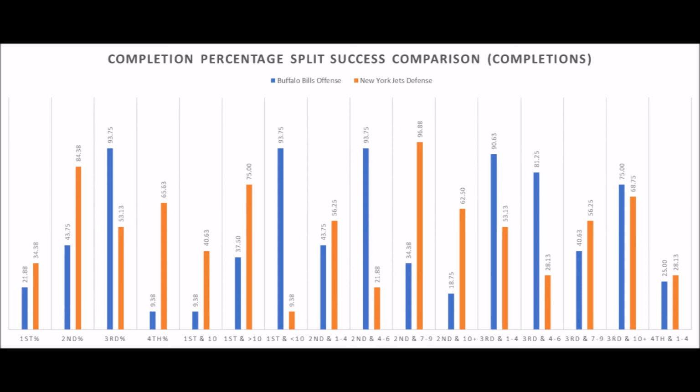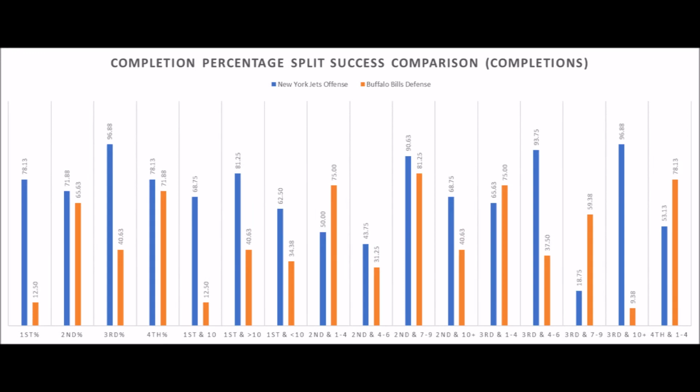The Jets are pretty good at creating havoc in second down and first down situations. They're a little bit better than the Bills offense in that regard. So this is definitely an area where I think the Jets will have some success. Then, of course, you look at the Jets offense versus Bills defense in terms of completion percentage, and this more so favors the Jets offense over the Bills in first, second, and third down situations.